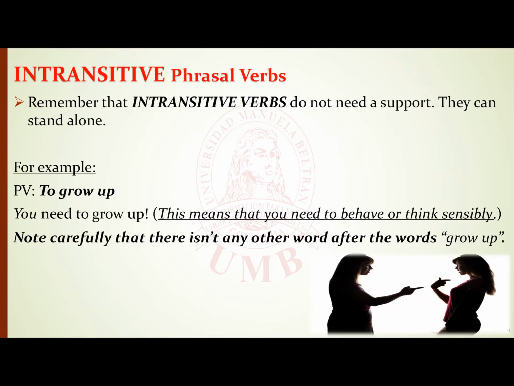Let's use a complete example. You need to grow up. Look at the picture here. Let's say that a mother is talking to her daughter or teenage daughter who is perhaps not behaving well. The mother says to the daughter, you need to grow up. If you look at the end of the words grow up, there is no support. There is no who or there's nothing. The sentence ends right there. You need to grow up. This is an intransitive verb.